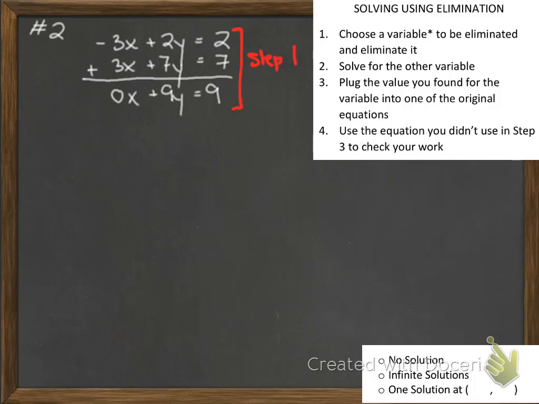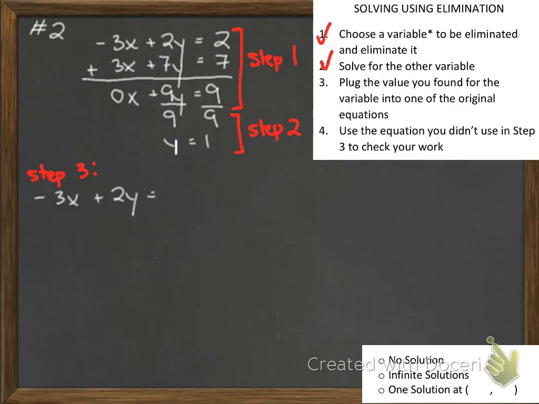On to step 2. Now we need to solve for y. We've eliminated x, so we solve for y. And we get y equals 1. So this is step 2. Now we have y equals 1. We can use either of these 2 equations to find x. I'll use the first equation. Again, y is equal to 1, so I'll put 1 in place of y and fill out the rest of the equation around that.